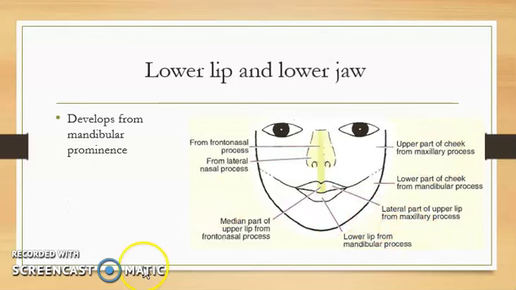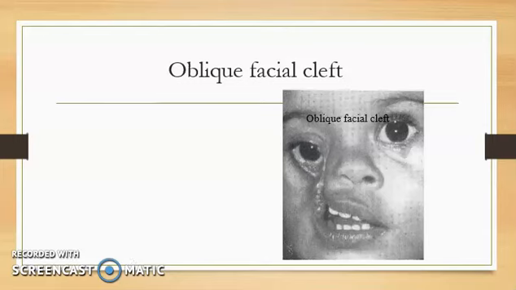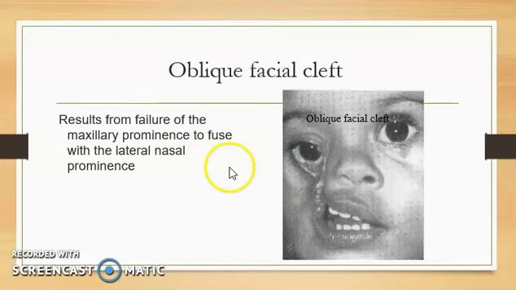The lower lip and jaw are both derived from just the mandibular prominences. Here you see this is derived from the mandibular prominence, and it merges with the maxillary prominence later. This is the maxillary prominence, mainly forming the cheek area, but the lower part of the cheek is derived from the mandibular prominence. In case there is failure of fusion of the maxillary prominence with the lateral nasal prominence, it will lead to formation of the oblique facial cleft, and the nasolacrimal duct is open in this case.